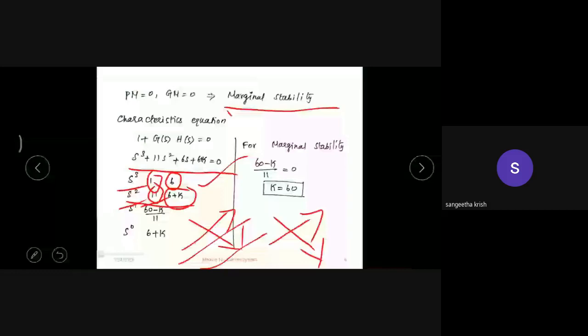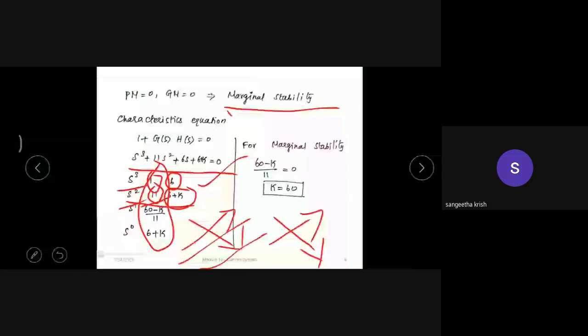To construct the s power 0 row, once again do the cross multiplication: (60 minus K)/11 into (6 plus K), minus 11 into 0, whole divided by (60 minus K)/11. Both (60 minus K)/11 terms get cancelled, so the remaining is 6 plus K. Now see the first column. The first column is 1, 11, (60 minus K)/11 and 6 plus K. We know that the first column of the RH table should have positive values for a stable system. If any one of the values is negative, then the system is unstable.